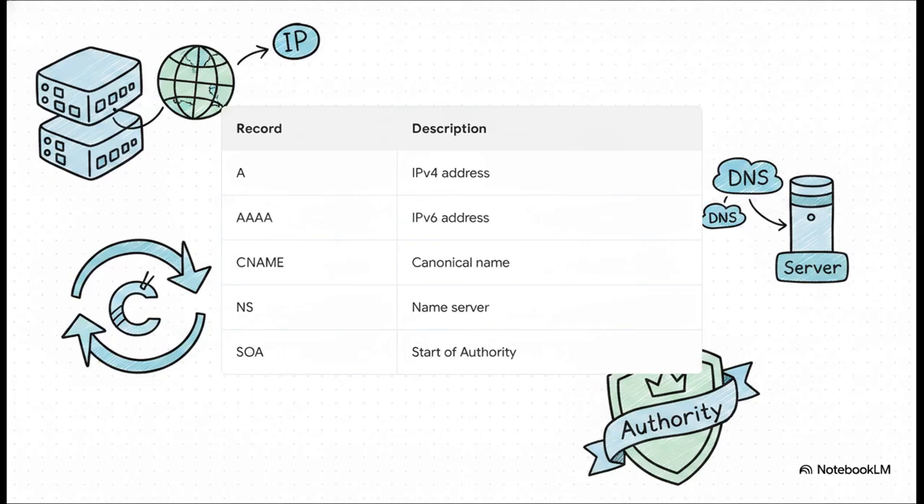An A record specifies the IPv4 address of a domain, while the AAAA record is used specifically for IPv6 addresses. You also need to know that CNAME records store the canonical name of the domain. NS stands for name server, and SOA is your start of authority record. Getting these straight in your head is an absolute must.